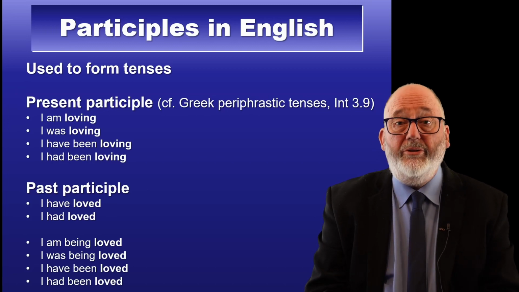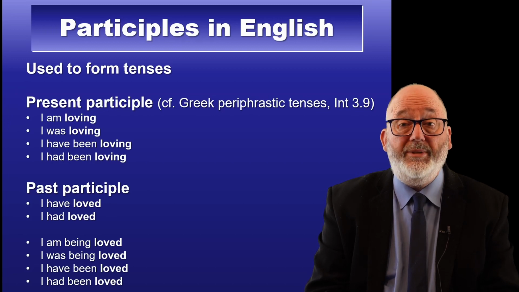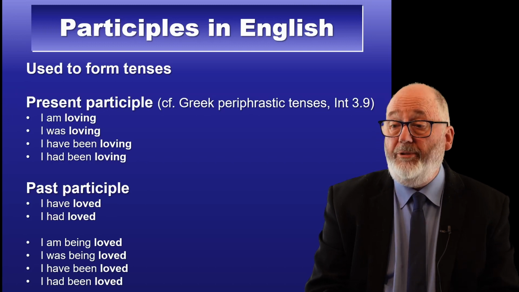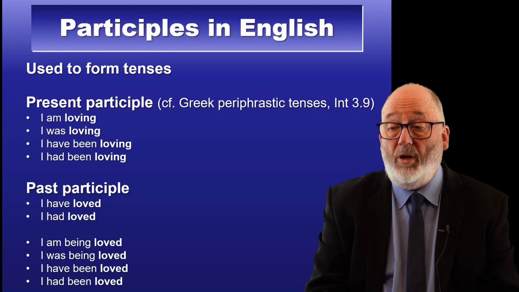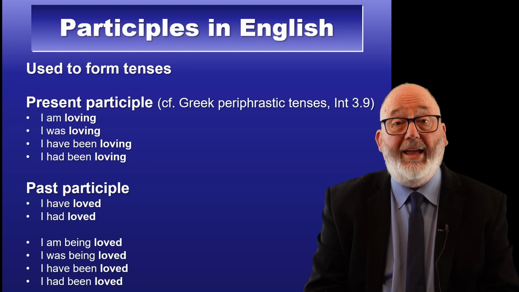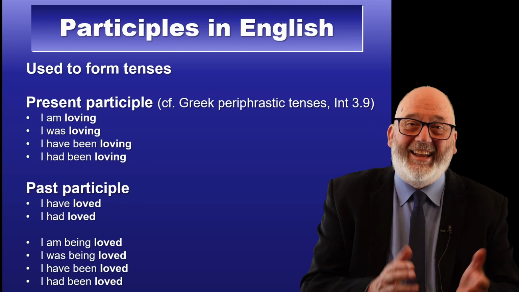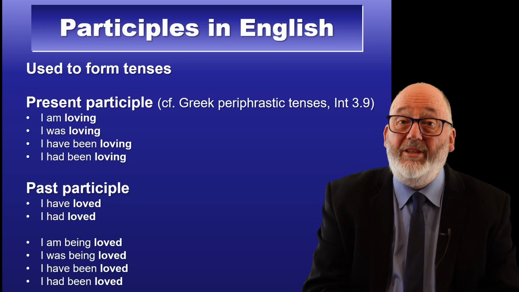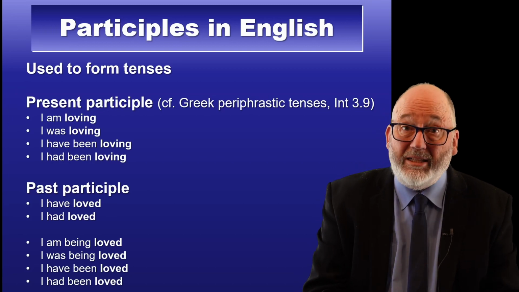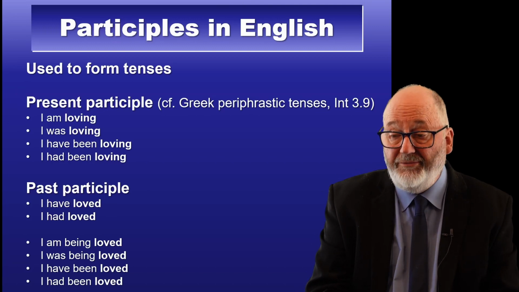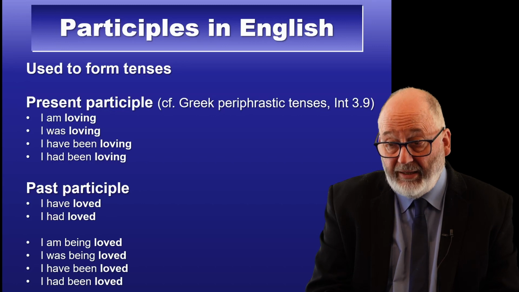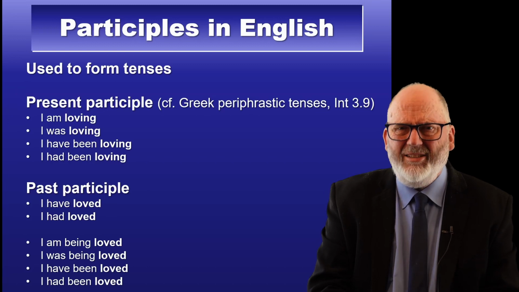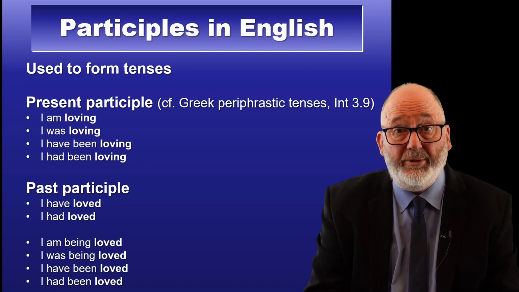A very frequent use of participles in English is to form tenses which emphasize the continuous nature of the action. For example, I am loving, I was loving, I have been loving, and I had been loving. Well, an English speaker just feels that there's an emphasis on the continuous nature of the action of loving. For the past participle, we have I have loved, I had loved, and I am being loved, I was being loved, I have been loved, and I had been loved. And we use these constructions quite frequently in English.